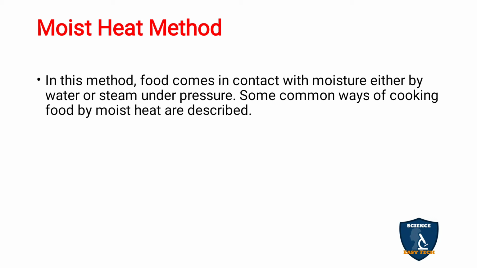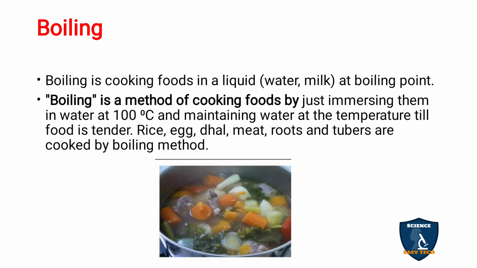So moist heat method, here food comes in contact with moisture either by water or steam under pressure, that is pressure cooking. So either it can be directly cooked in water or it can be cooked by means of steam under pressure. Some common ways of cooking of food by moist heat methods are described. So what are they? First is boiling.